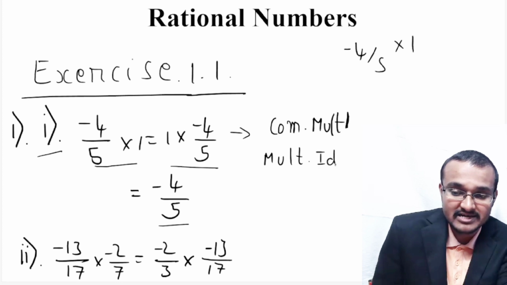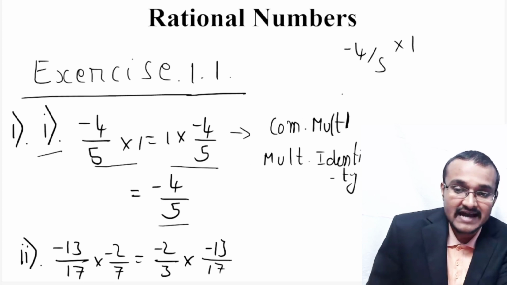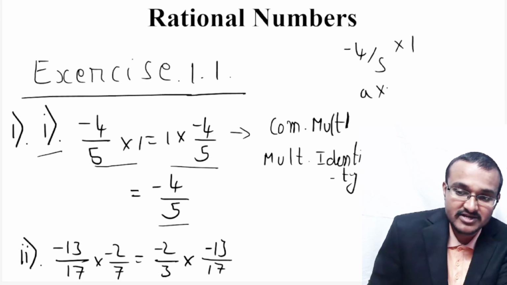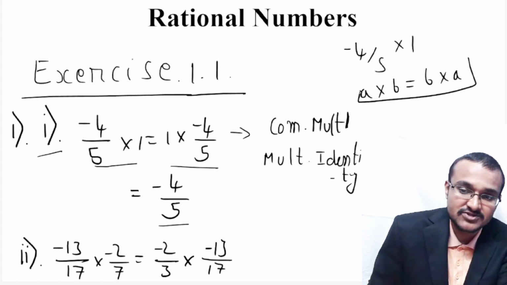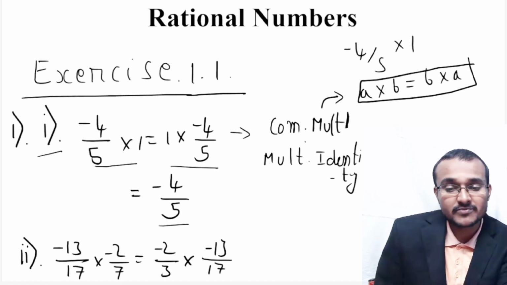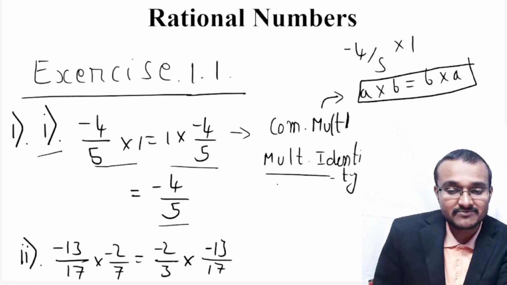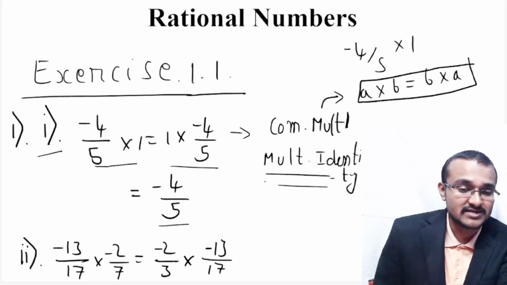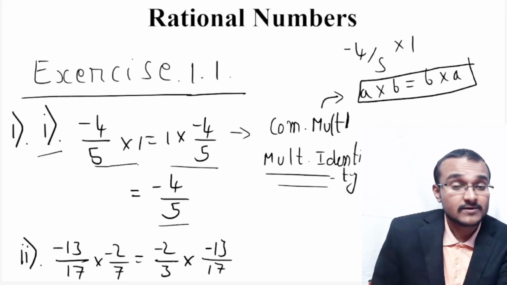So here you have the multiplicative identity, which has been multiplied with this particular rational number on both sides, and this is also satisfying the equation A into B is equal to B into A, which sums up the commutative property under multiplication. So the property obeyed by this first question is the commutative property under multiplication, and the multiplicative identity is used in this question.